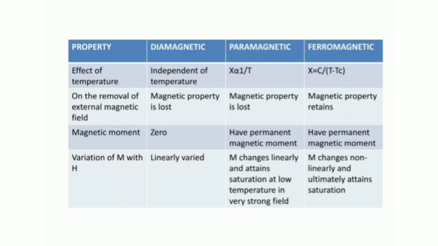Variation of M with H, where M is the magnetization and H is the magnetic intensity. M and H are linearly related in the case of diamagnetic. The relation between those two is linear. In the case of paramagnetic, M changes linearly and attains saturation at low temperature in very strong magnetic field. And in the case of ferromagnetic, the relation is not linear, but ultimately it attains a saturation.